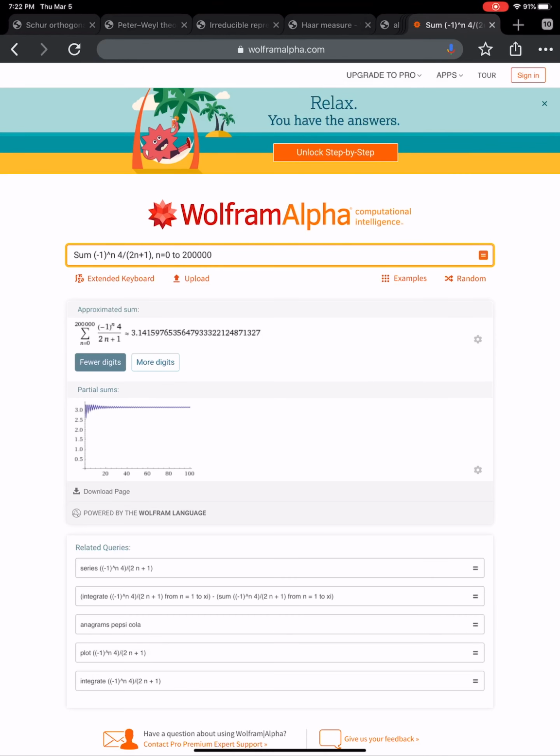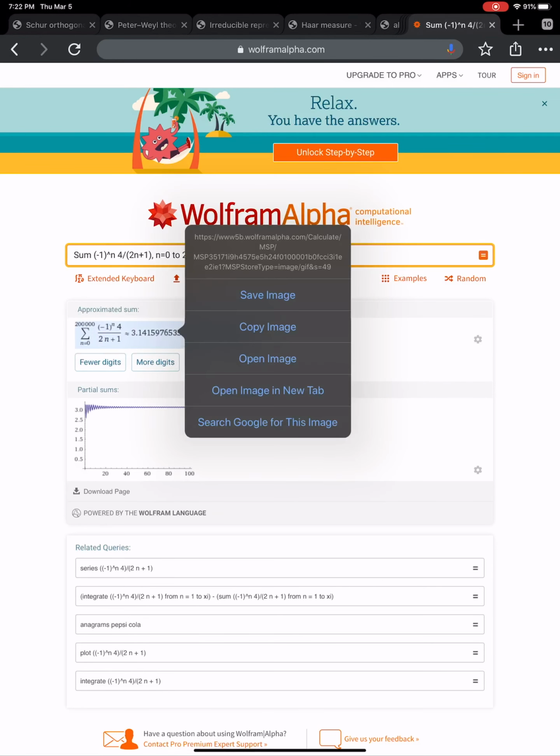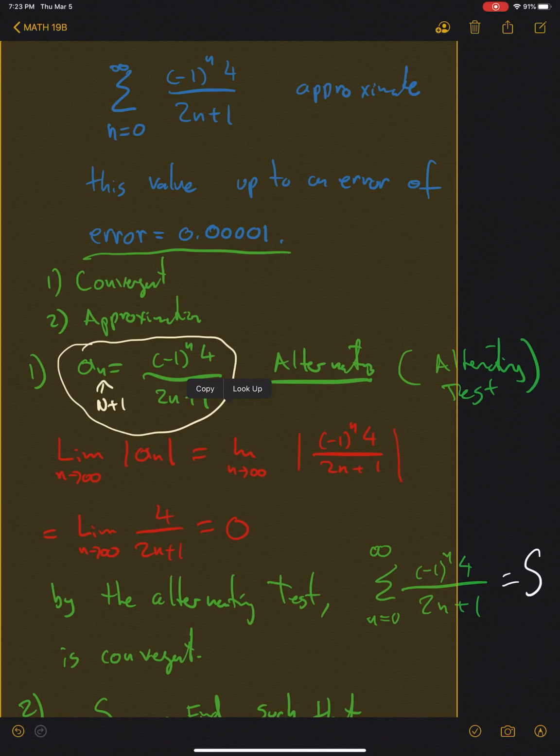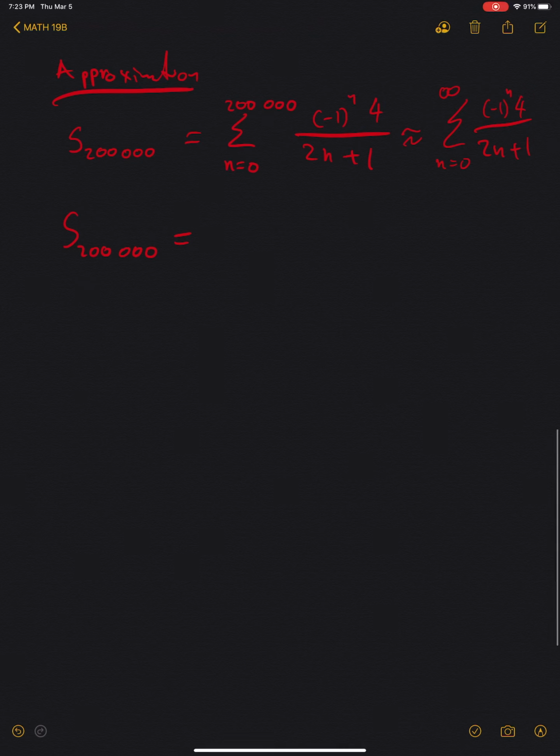So let me write down that approximation in here. We have that the sum we were looking for basically is going to be approximated by 3.14, 15, 92, and other terms in here. Again, notice that this is going to be within 0.00001 of the actual value. That means that I know that this is accurate up to this point.